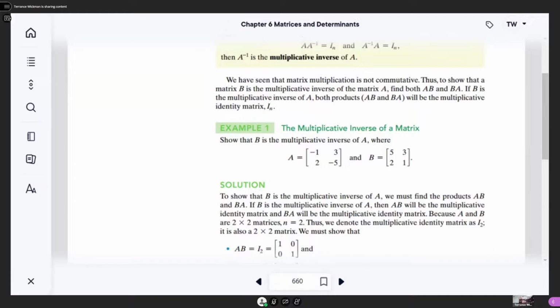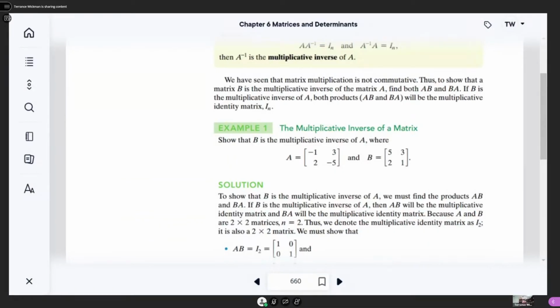If you look at example 1, the inverse is the opposite of the -1 and -5. They just change positions and change signs. But on our calculator, we're going to do this. You're going to say, well, I can just do that easy enough, but not for the larger ones. So we're going to practice doing the -1, 3, 2, -5, and we're going to call it A.